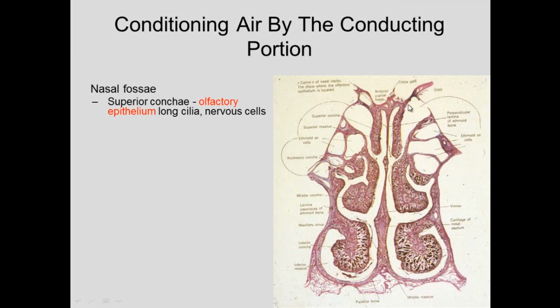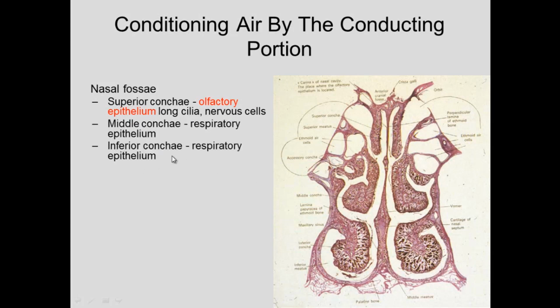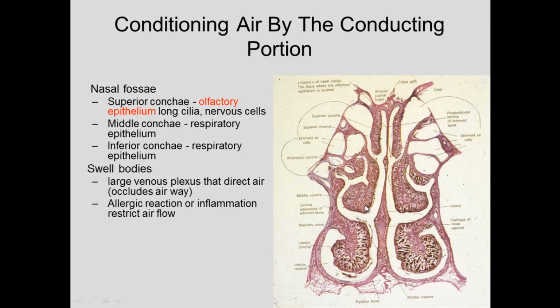So if you look at a cross section of the turbinates, 1, 2, 3, as we see here, the olfactory cells will be here on the top, but you also have the middle and inferior conchae, or turbinates is another name for them, and they have respiratory epithelium. So you have olfactory epithelium and respiratory epithelium on through there.